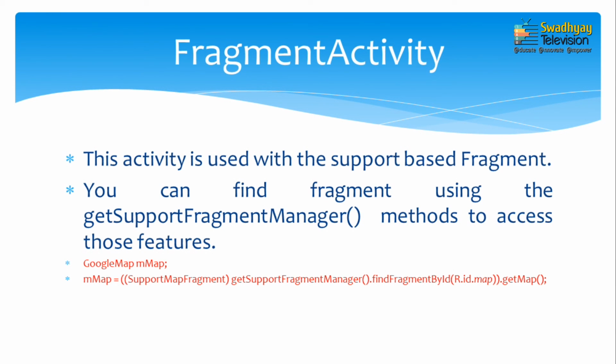Here on screen you can see that we have a Google Map object with the name mMap, and we can write mMap is equal to a SupportMapFragment. Then you have to create an instance of the support fragment manager using the getSupportFragmentManager method. Once you have this manager available, you can find the fragment by its ID given in your XML file. Here it is R.id.map, and then you have to call the getMap method of this fragment. So, this is how we can get the map from the fragment.